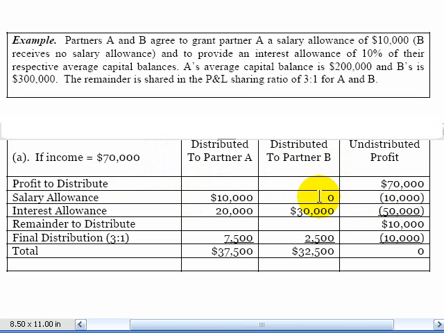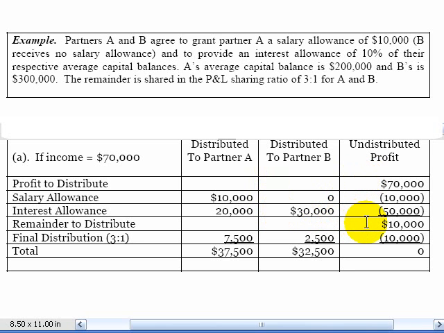Then the partners are given a 10% interest allowance on their average capital balances. This is not interest expense recorded for the company. It's simply a way to determine how the profit is going to be divided up. So if A has an average capital balance of $200,000, then A will receive 10% of that, $20,000 in distribution. If B's is $300,000, then B will receive 10% of that, $30,000, as an allowance. So we've distributed now another $50,000 of the $70,000 in profits, and the remainder is $10,000.